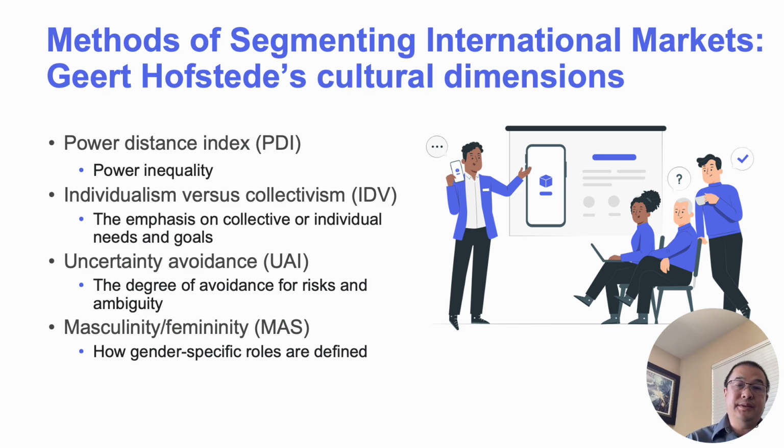In feminine cultures, the value is on cooperation, quality of life, caring for others, and work-life balance. Examples include Sweden and Norway. Note, in Hofstede's framework, masculinity and femininity describe societal values, not the behavior or abilities of individual men or women.